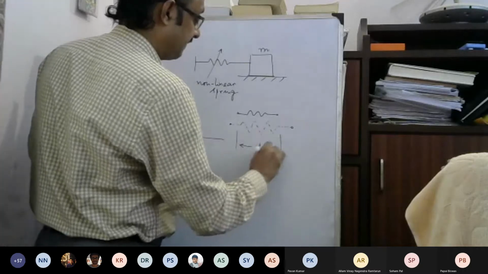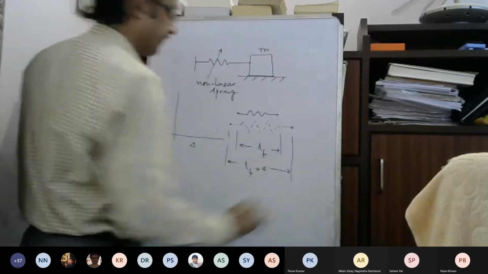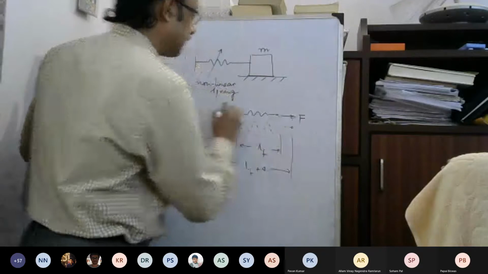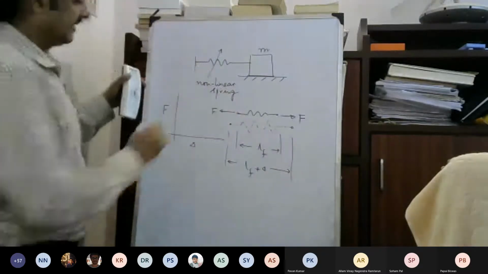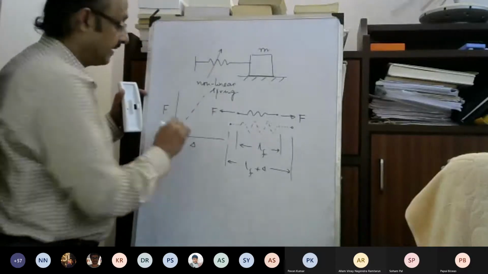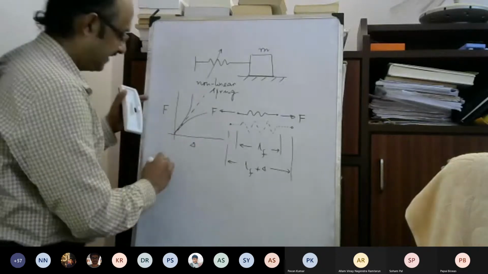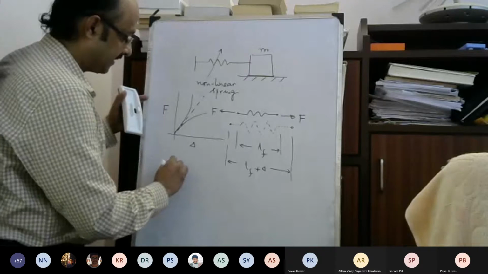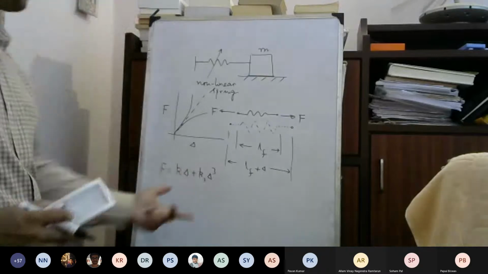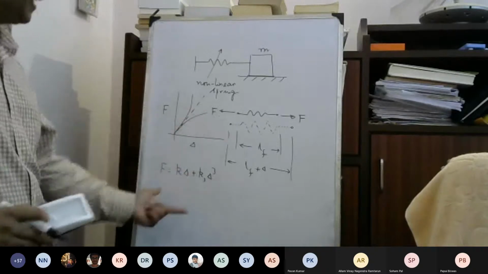This was the original length Lf. Now this has stretched by amount Lf plus delta. So if the spring is stretched by amount delta, which requires a force F, then this is not linear, it's not just F equal to K delta, but now either this may be like that or this may be like this. So F is a nonlinear function, let us say K times delta plus maybe K3 times delta cubed. Let us say this is the form. Okay, so this is the nonlinear spring we have.